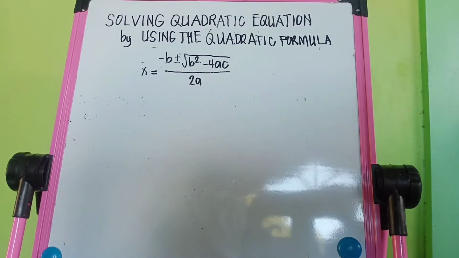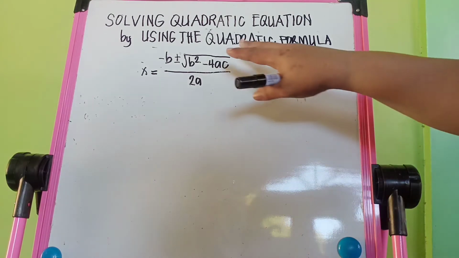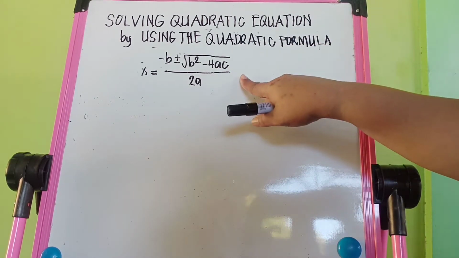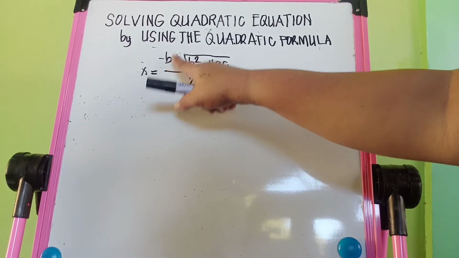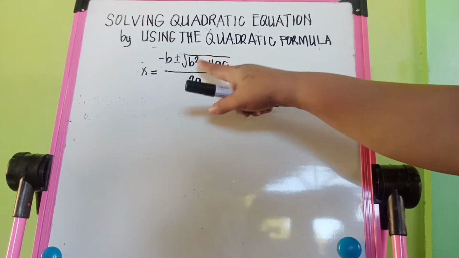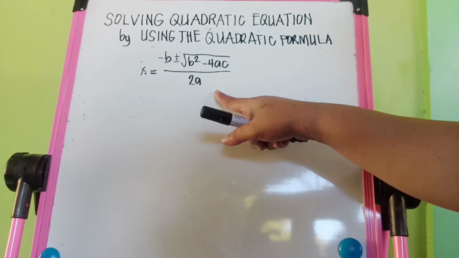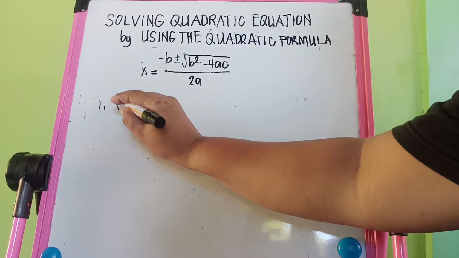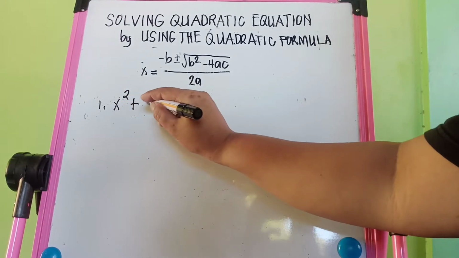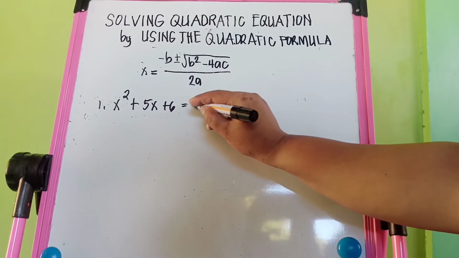Bisaya sa isa na namang lesson sa grade 9 math. And ito na ang ika-fourth method in solving quadratic equation. And this is by using the quadratic formula. So we have here the quadratic formula. We have x is equal to negative b plus or minus square root of b squared minus 4ac all over 2a. Okay, so first example is x squared plus 5x plus 6 equal to 0.